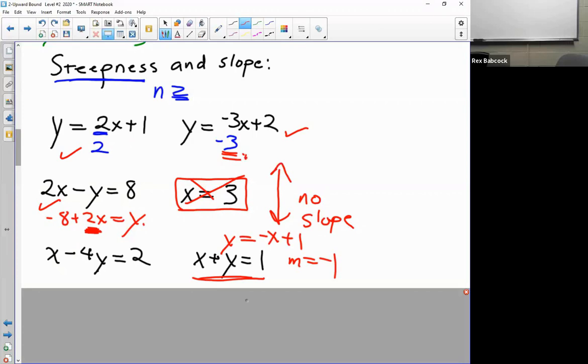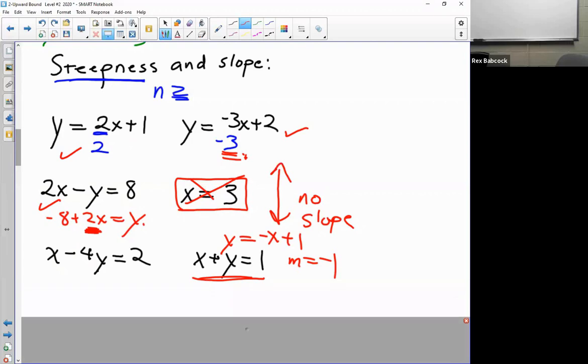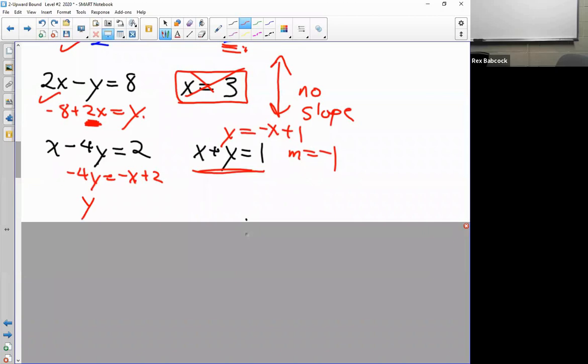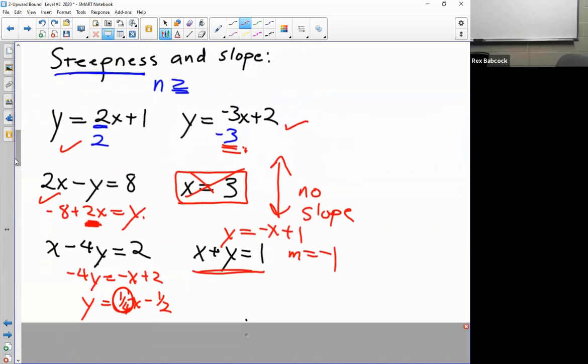And the last one, let's look at this one right here. Put the x on the other side, so I'm having minus 4y equals minus x plus 2. Divide by negative 4. This one is the smallest number, so it's the flattest. Well, there it is. Which is the steepest line? It's this one right here.